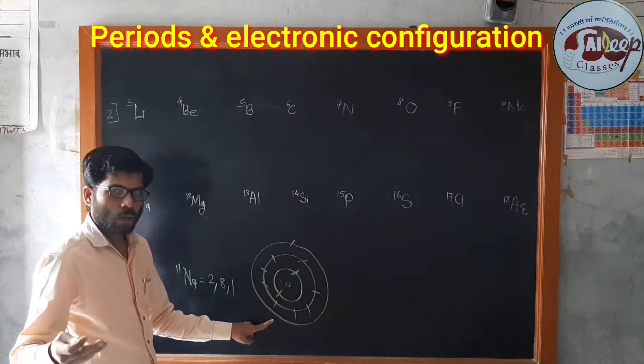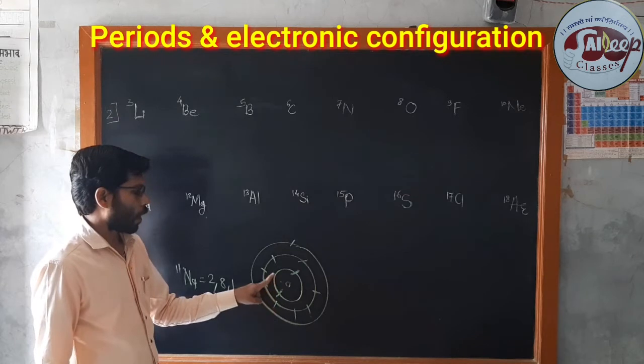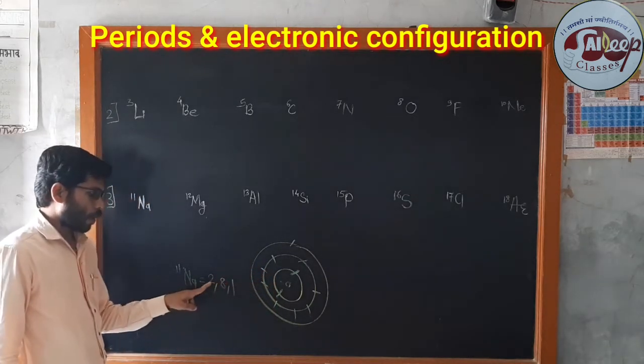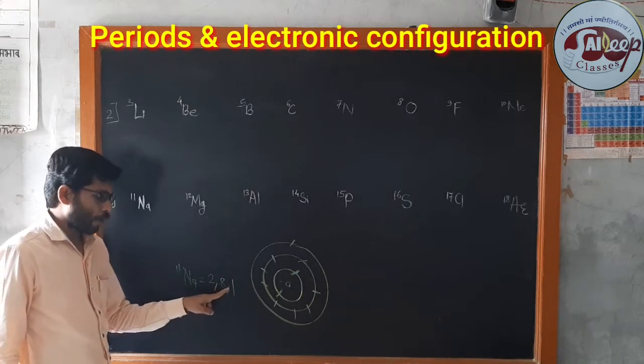Already all of you have seen this in the 9th standard. First cell, second cell, third cell. Okay. The electronic configuration is written in this form: 2, 8, 1.